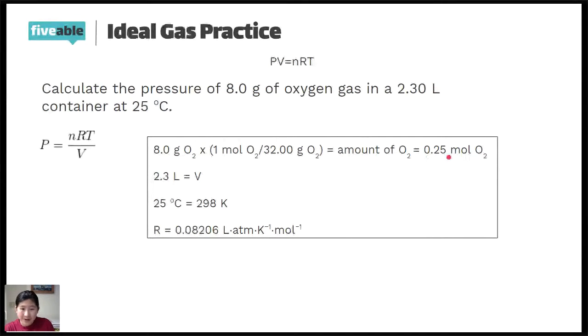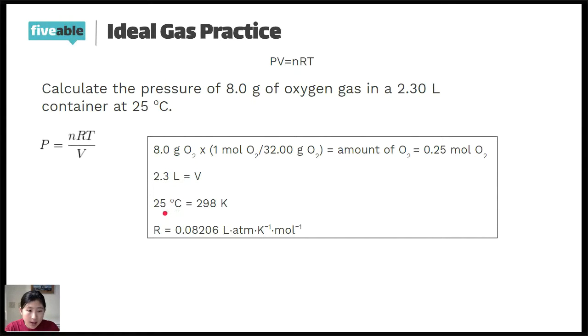Are you following along with this? So we're just trying to convert it all into moles so that we get the n. Got it? Okay. And then the volume, we have liters right here. And for the temperature, we have 25 Celsius. We want to convert to kelvins, and that is 298 kelvins.